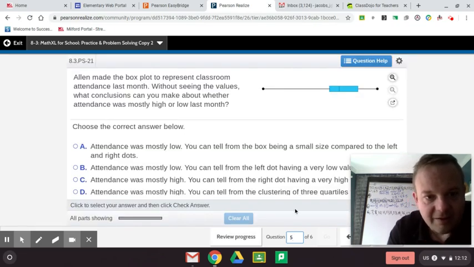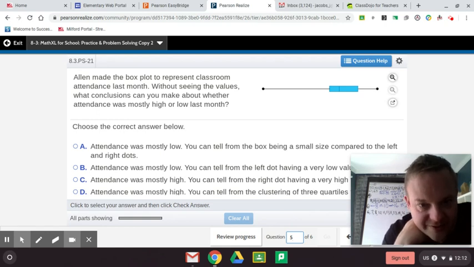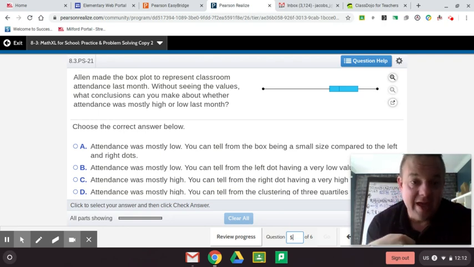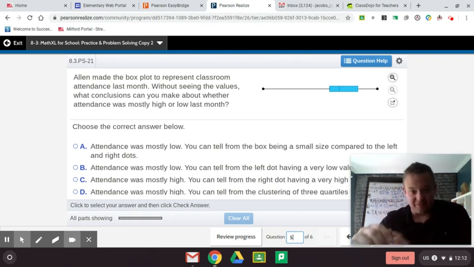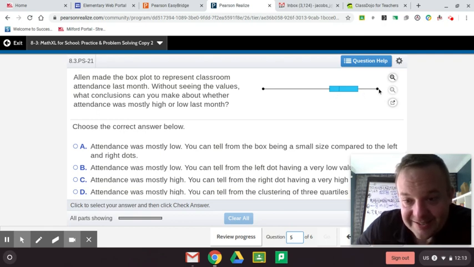5. All right, Alan made a box plot to represent classroom attendance last month. Without seeing the values, what conclusions can you make about whether attendance was mostly high or low last month? Okay, I love this conceptual question, which is why I put it on here. It might look like there are more students here than there are here, right? Or here. Actually, that is incorrect. There is the same amount of students here, the same amount of students here, the same amount of students here, and the same amount of students here, because this is 25% of the data.